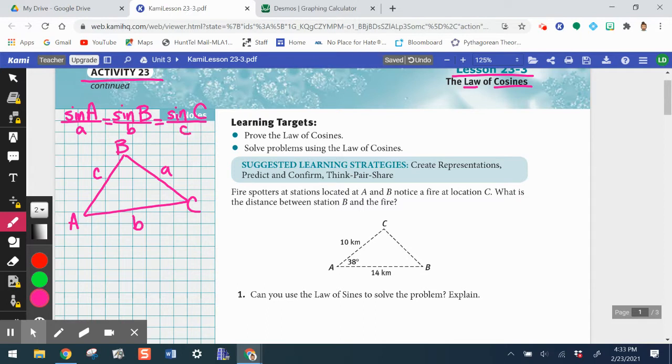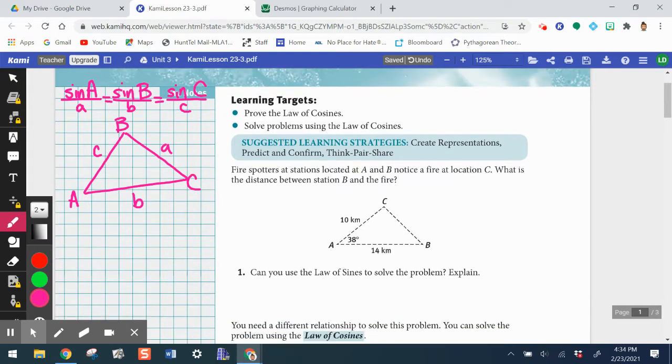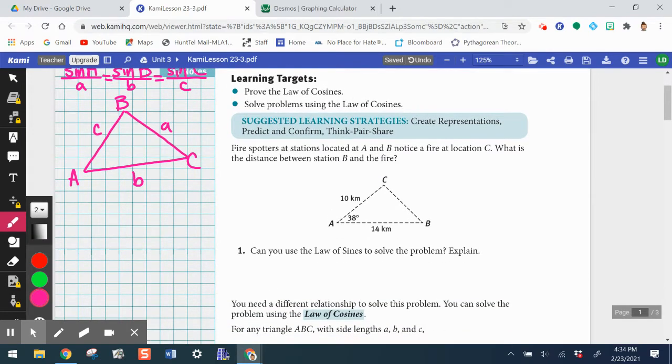And we learned in the last lesson, there is an ambiguous case of the law of sines where there are two possibilities for angle measures and sides. And so now we're going to move right ahead and discover something called the law of cosines. So the first thing we do in geometry is prove something true. So we're going to prove the law of cosines true first and then start using it.